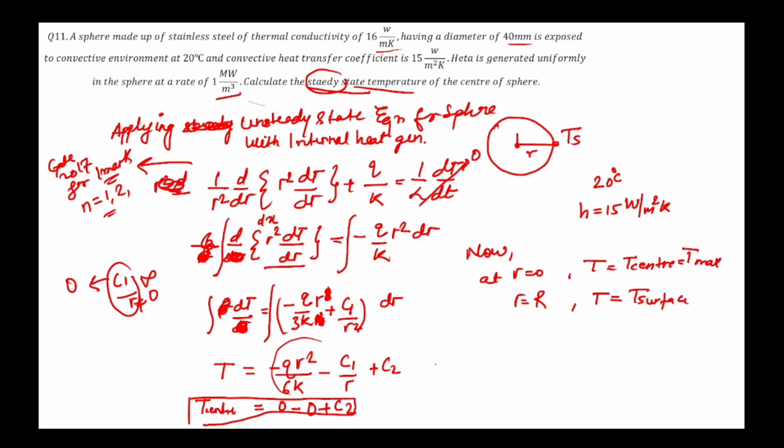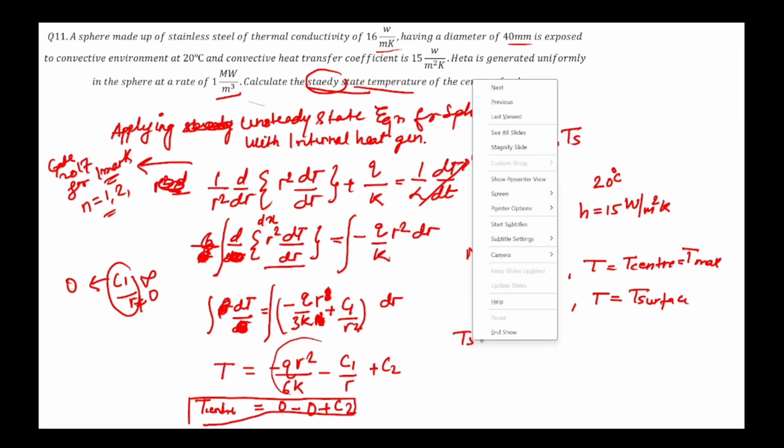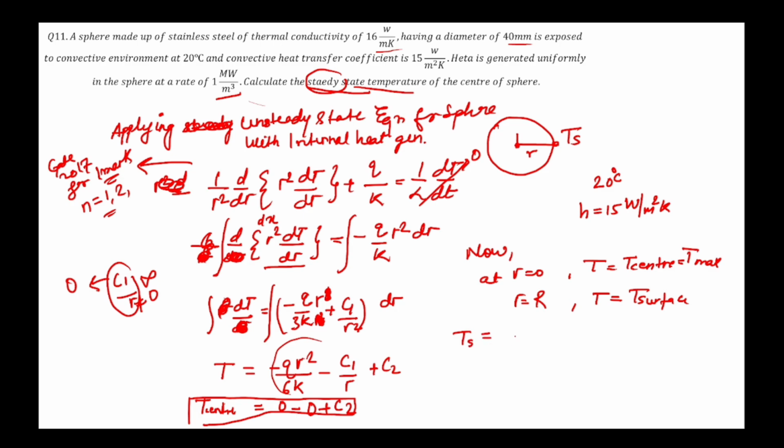Now if I put r equal to R, then T surface is equal to minus qR squared upon 6k plus T center. We have to calculate T center, so T center will be Ts plus qR squared by 6k, which is equal to T center.